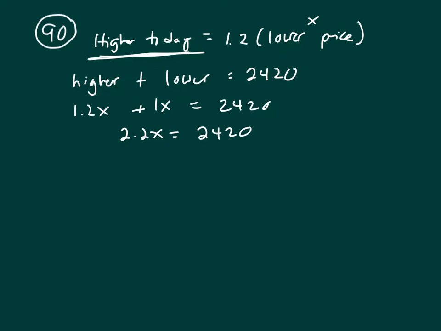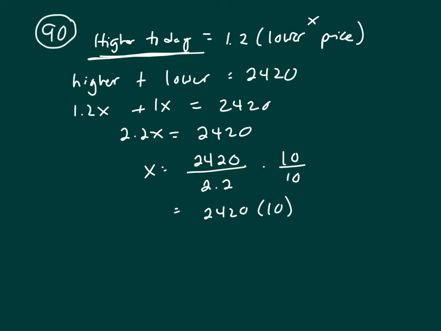If you want to do long division, you can. I don't really like to do that. This is what I normally do. It's 2420 divided by 2.2. I'll multiply top and bottom by 10 because 10 over 10 is 1. And I do not multiply the top by 10, I just keep up with that 10. But in the bottom, I make that a whole number. 10 times 2.2 moves that decimal one place to the right.